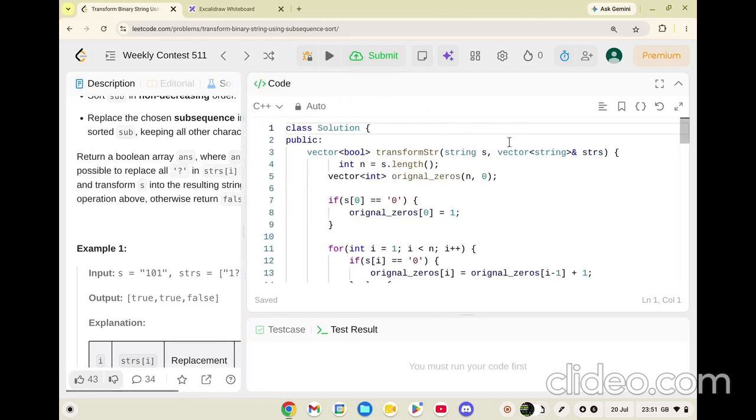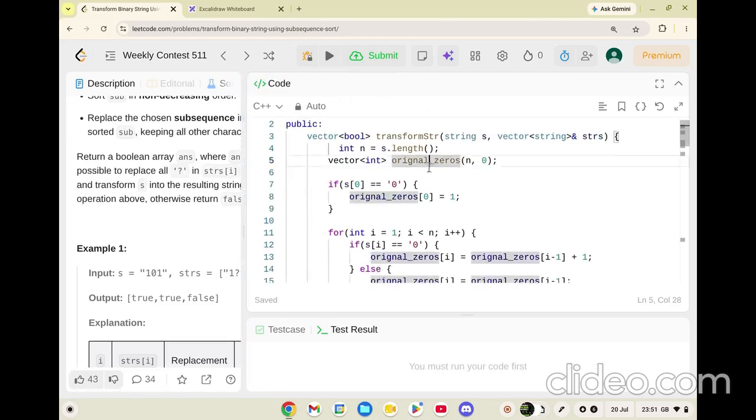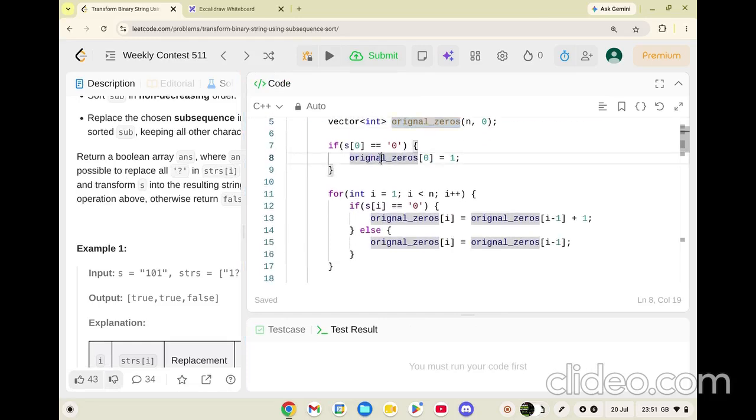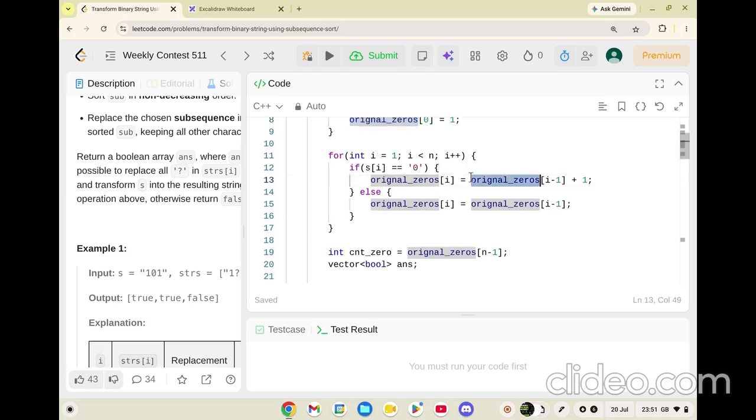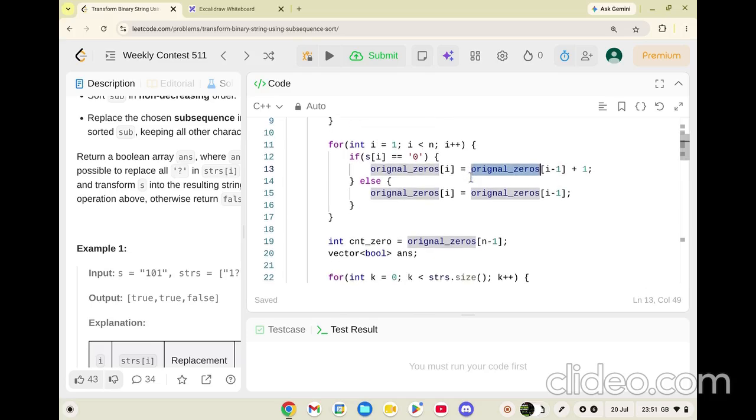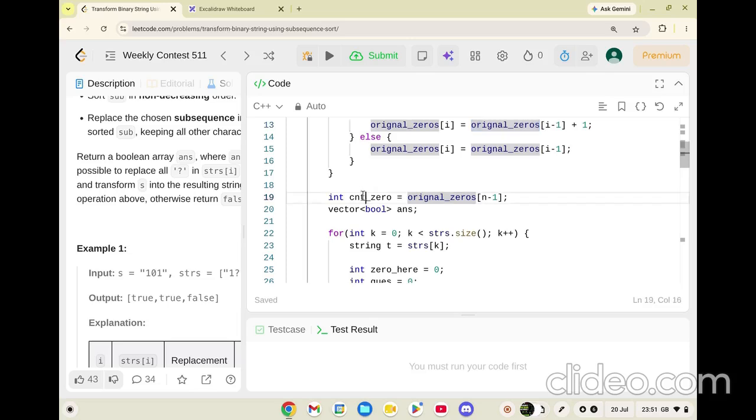So let's look at the solution. What I did is I created an original zero, and I simply created the prefix sum type thing in original zero. If it is zero, then we are incrementing our original zeros. And I'm creating a count zero, which is simply the number of zeros in my original array or the string s.